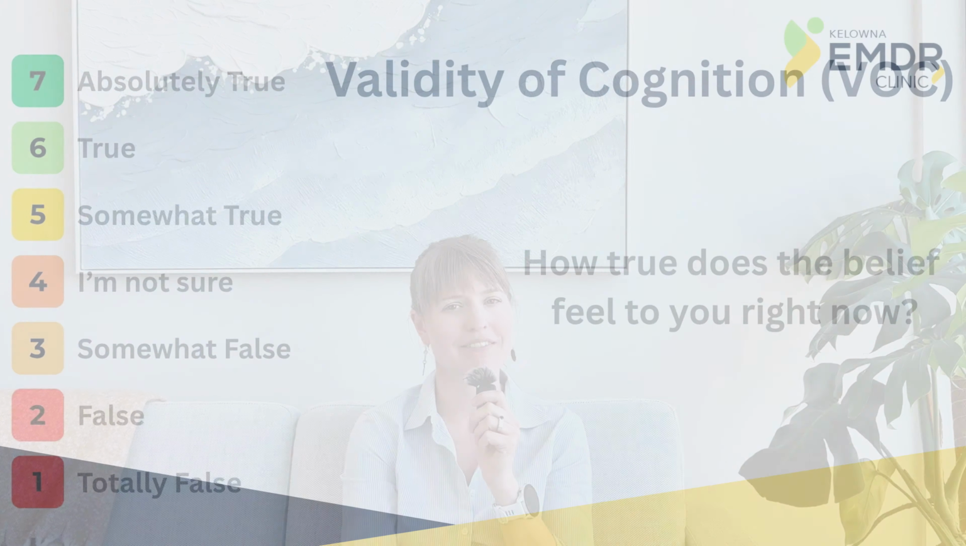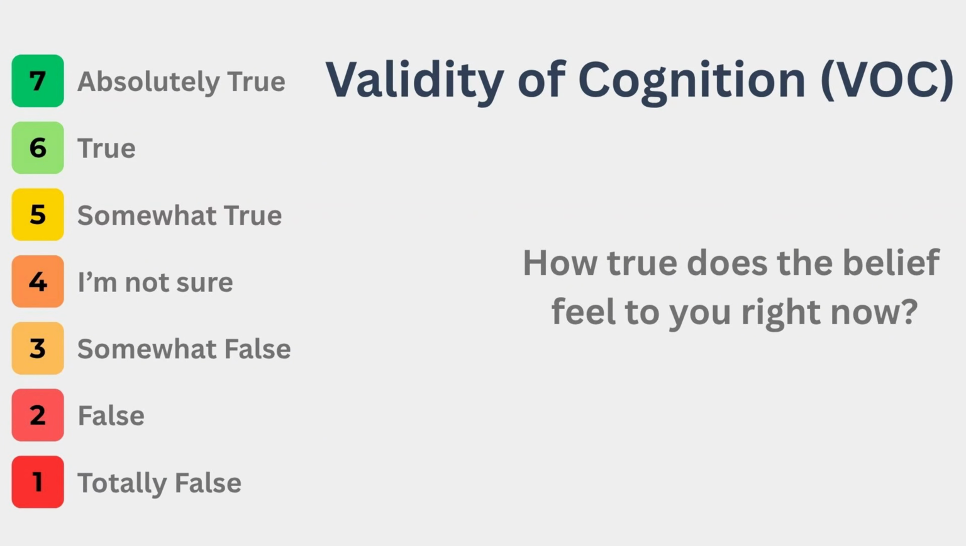Throughout, I'll check in using the validity of cognition scale, or the VOC, which tells us how true the new belief feels to you when you think about the target we're working on. The VOC scale goes up to 7. 1 is completely false, and 7 is totally true. Our goal is a score of 7. Once the VOC is stable and it is 7, we move on to the next phase, the body scan.